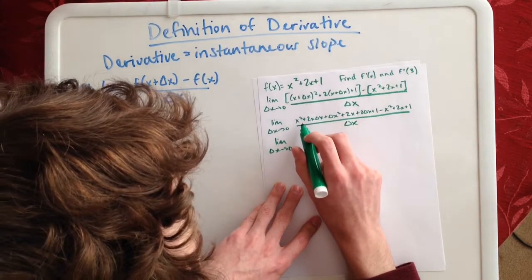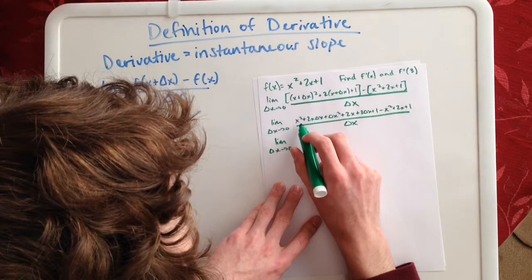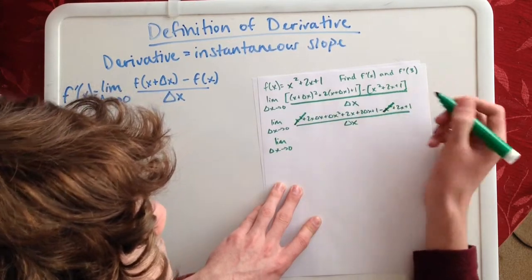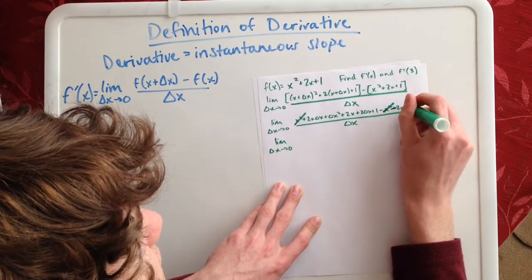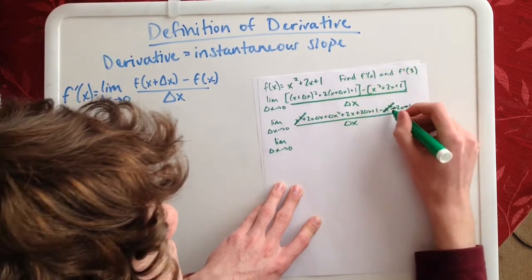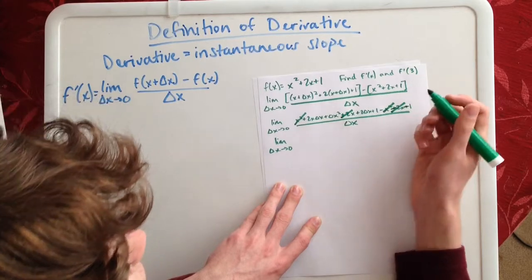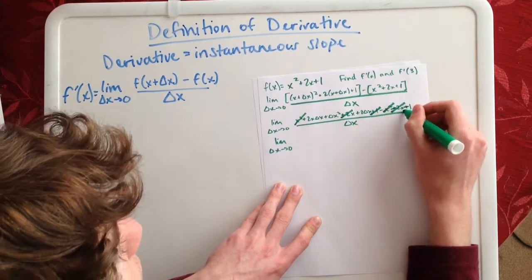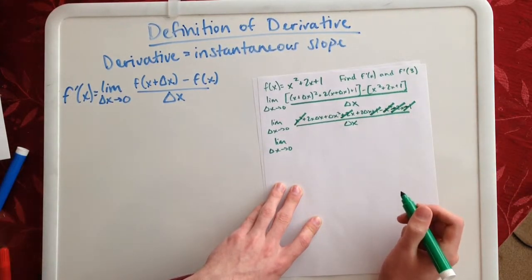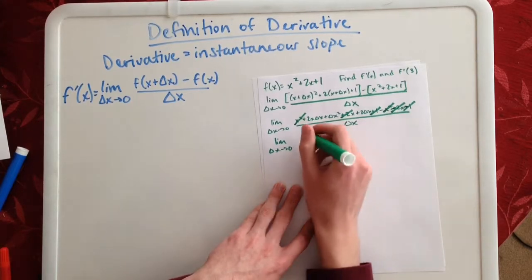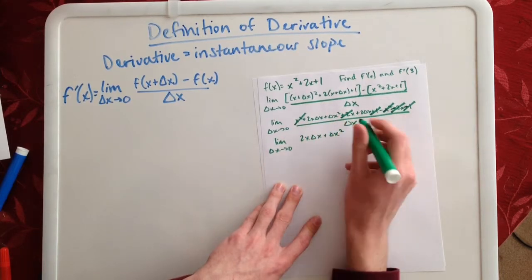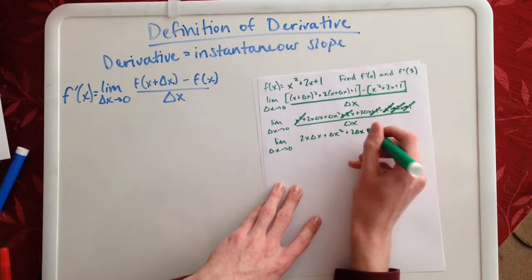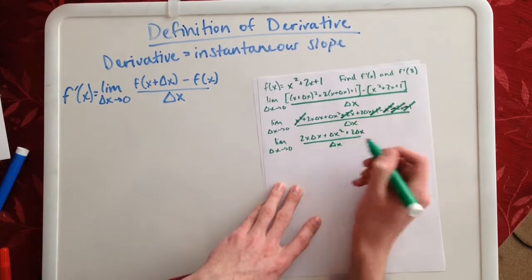So it looks like I can cancel these x squareds. Oh, these should be minuses because the minus sign distributes. I can cancel a negative 2x with positive 2x. I can cancel a positive 1 with a negative 1. And I think that's it. So then I get 2x delta x plus delta x squared plus 2 delta x divided by delta x.